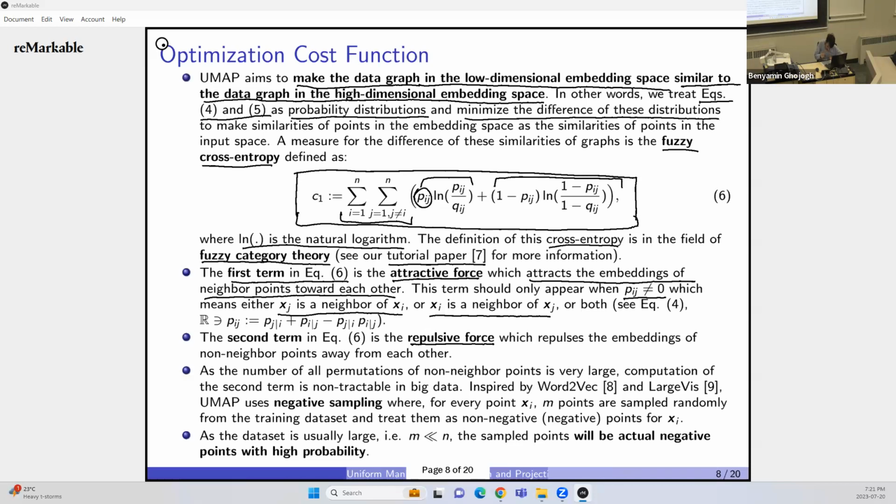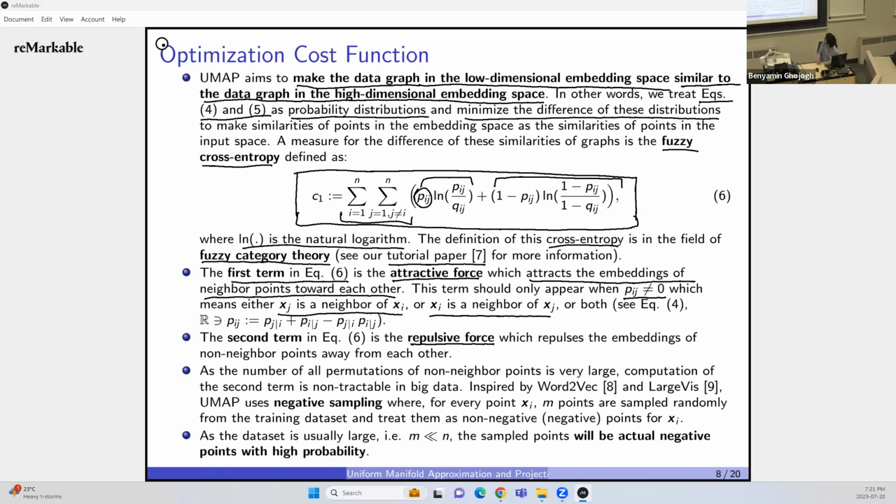So that's the reason. When they are neighbors of each other, the first term appears. Otherwise, it's 0. And hence, it tries to attract them. It appears when they are neighbors. And why does it attract them?